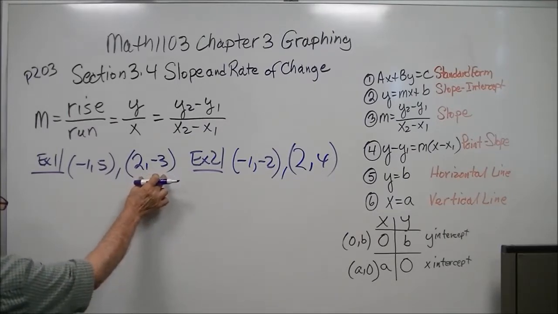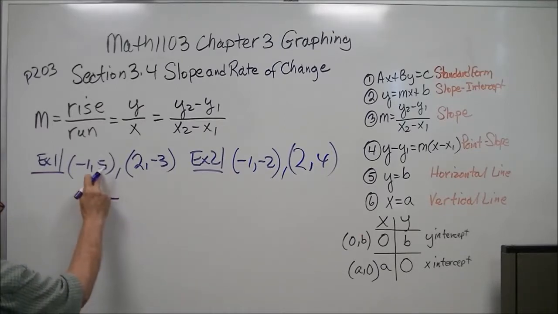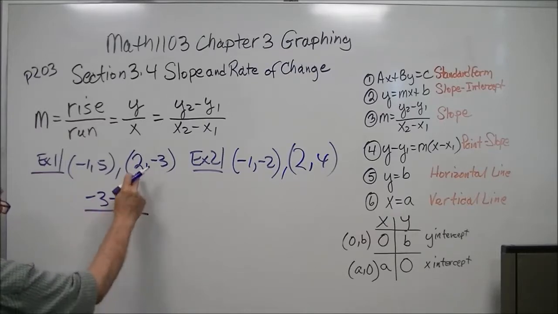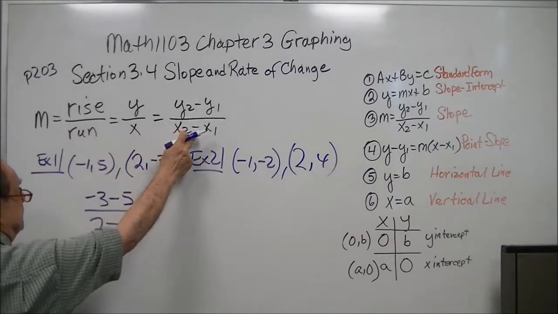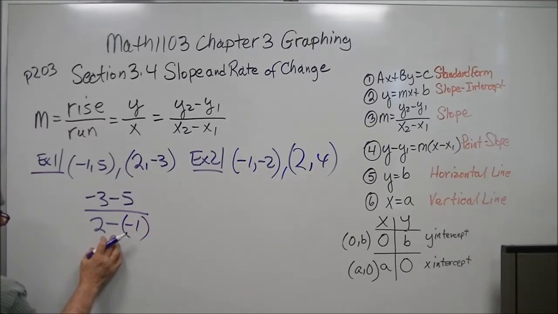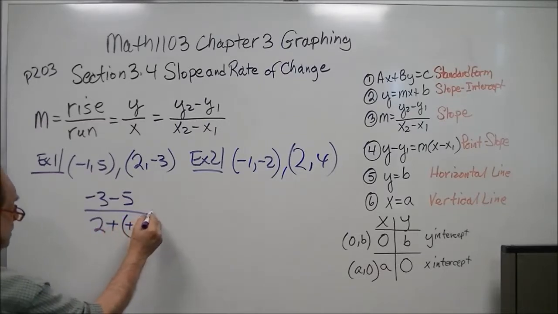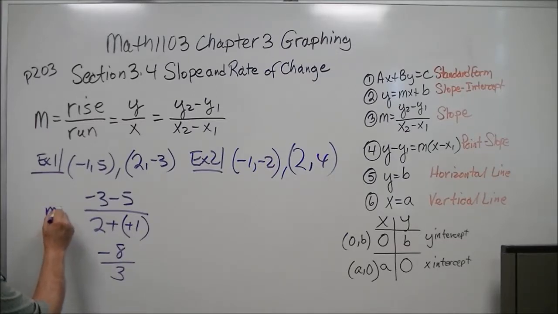And these will be our 2's, our 1's. So it'll be negative 3 minus 5, 2 minus, now this is tricky because minus is in the formula, so I usually put a parenthesis here, minus 1. So what did we know from chapter 1? When you have like 2 negatives, this will become a positive. So this is going to be a negative 8 over 3. That's the slope. And remember, there's an m here.